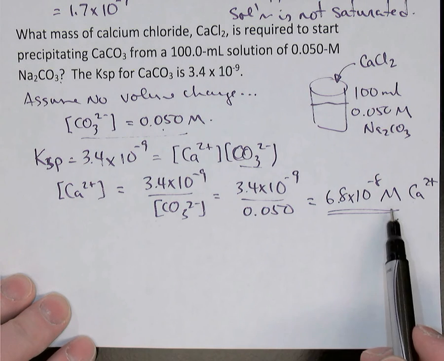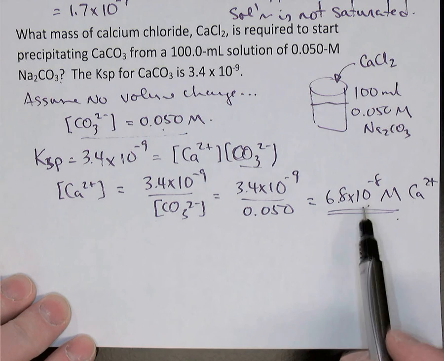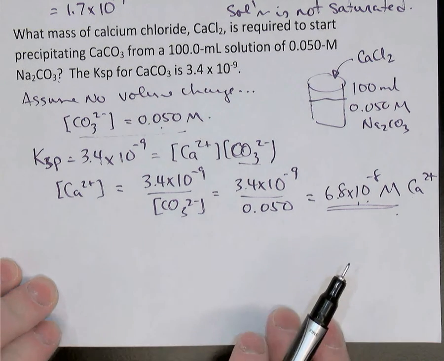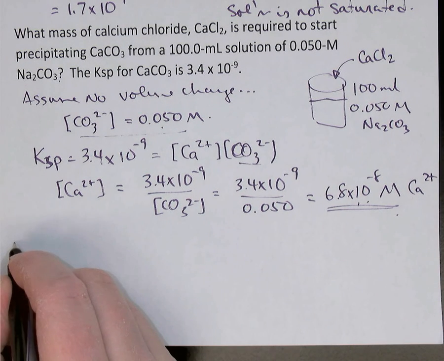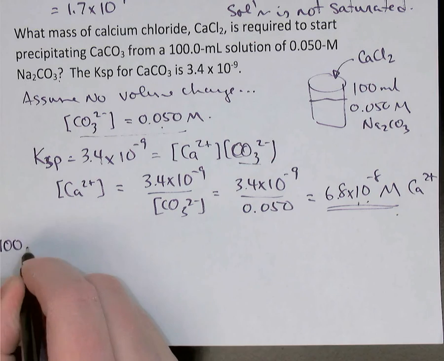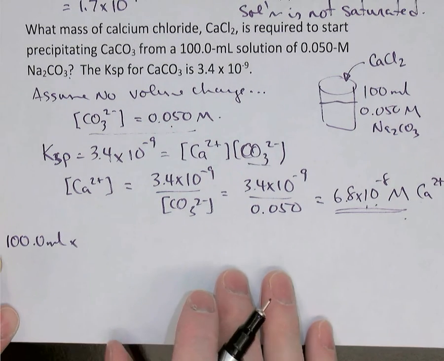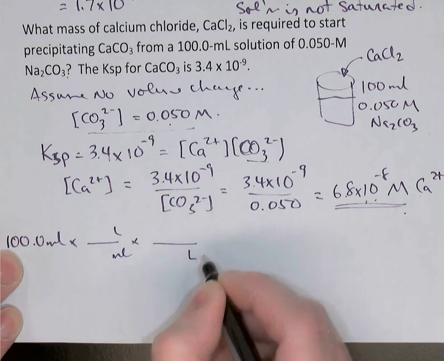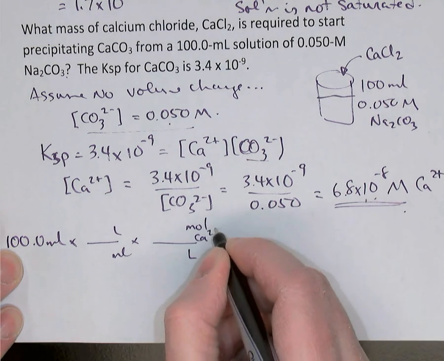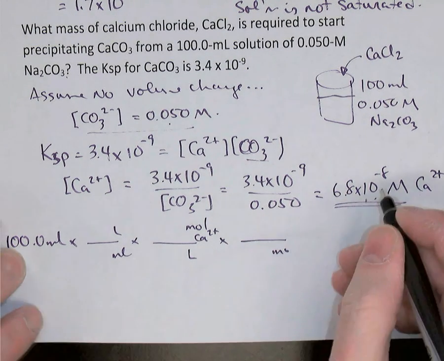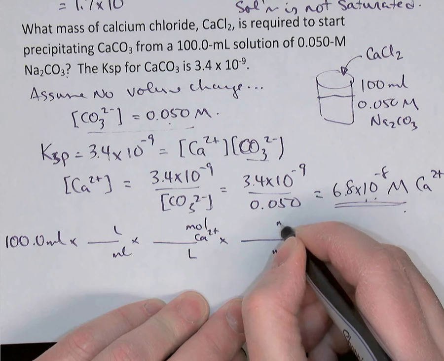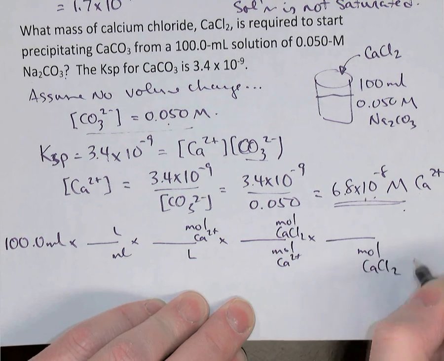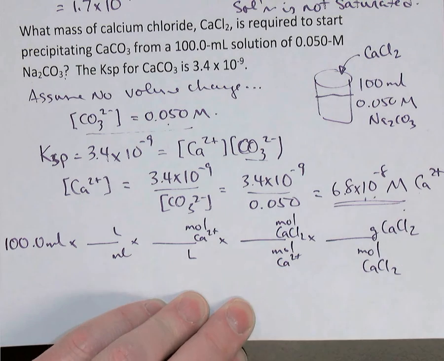Why would it start to precipitate? Because if you have a greater concentration of calcium than this, your QSP is going to be bigger than the KSP. So now what we'll do is simply take the volume of the solution. We had 100 milliliters. We'll switch the milliliters to liters, liters to moles of calcium, moles of calcium to moles of calcium chloride, and finally moles of calcium chloride to grams of calcium chloride.